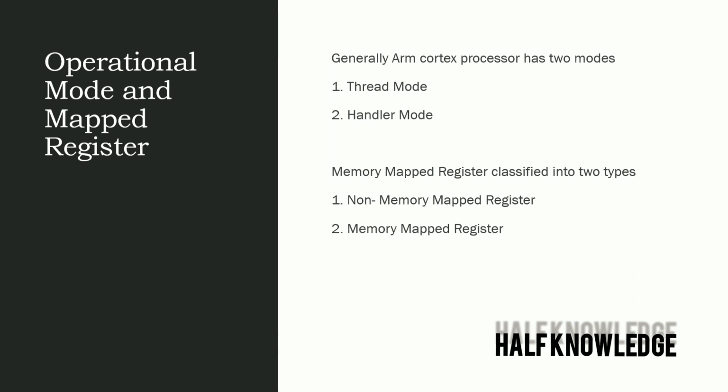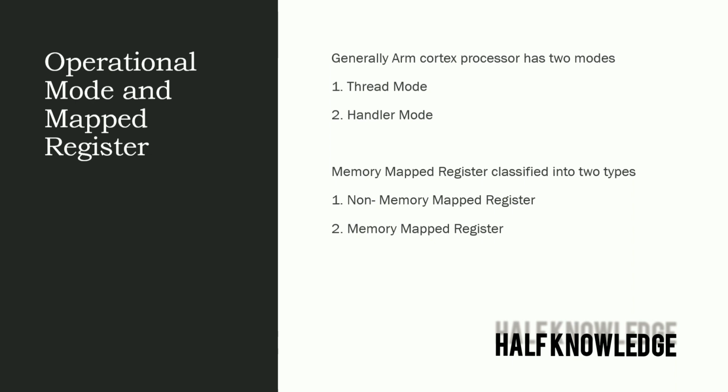Next one is operational mode. The processor gives two modes, thread mode and handler mode. Thread mode is nothing but the application executing under thread mode, and handler mode is nothing but the interrupt handler running under handler mode. The processor starts with thread mode only.